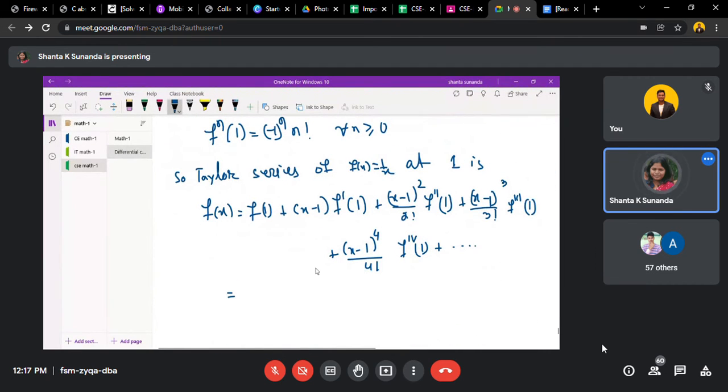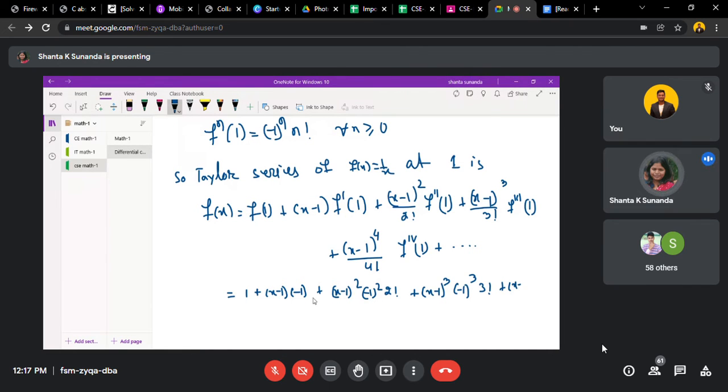Now we will substitute. What is the value of f of 1? This is 1. Then minus 1 times x minus 1. To make it a series form I will write minus 1. No problem. Then x minus 1 square is minus 1 square over 2 factorial, because I will try to write it in a series form. That's why I'm writing. Cube: minus 1 cube over 3 factorial. It's a very easy function, so we can write it.